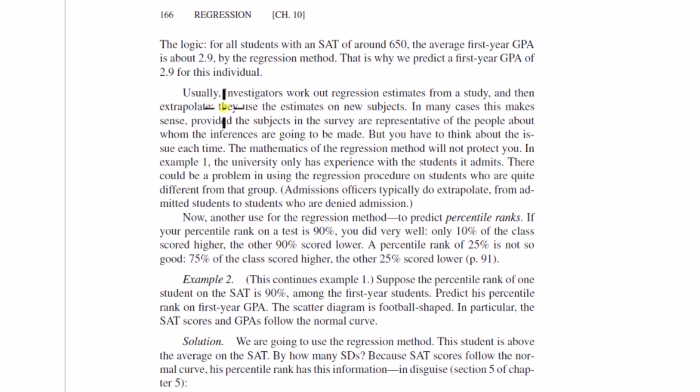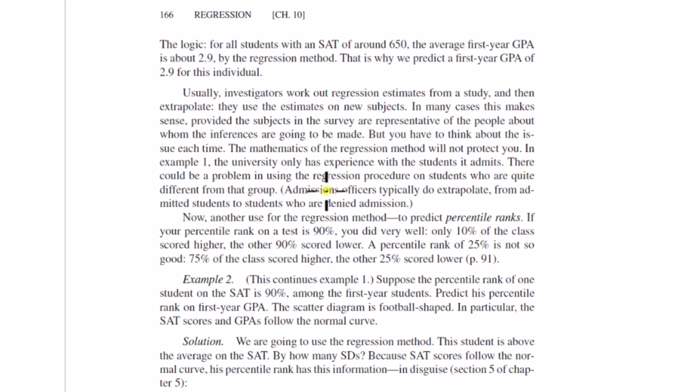Yeah. Usually, investigators work out regression estimates from a study and then extrapolate. They use the estimates on new subjects. In many cases, this makes sense, provided the subjects in the survey are representative of the people about whom the inferences are going to be made. But you have to think about the issue each time. The mathematics of the regression method will not protect you. In example 1, the university only has experience with students it admits.